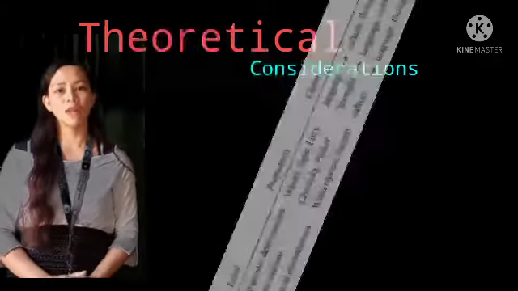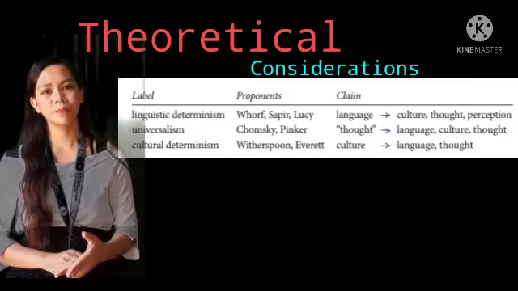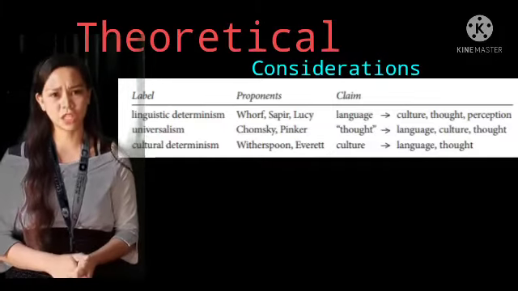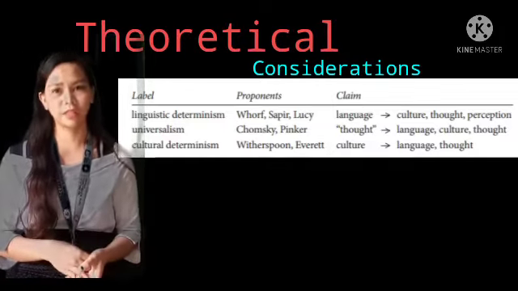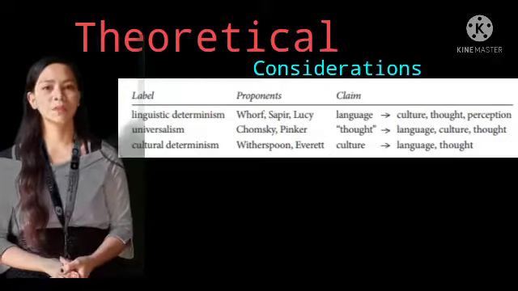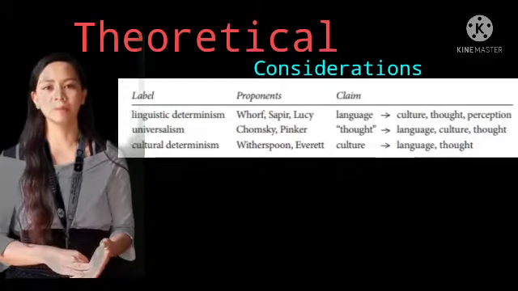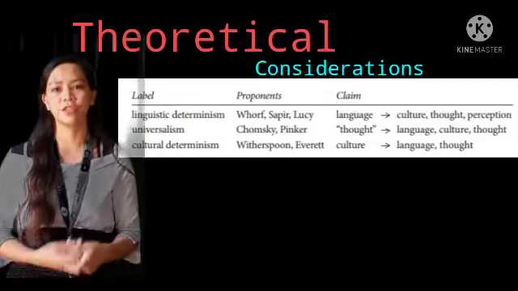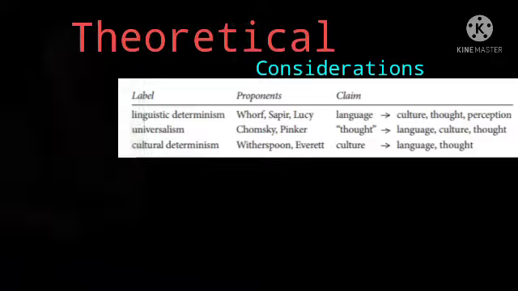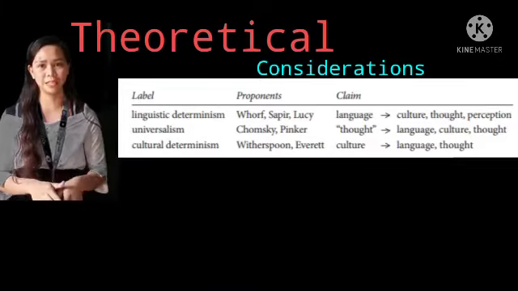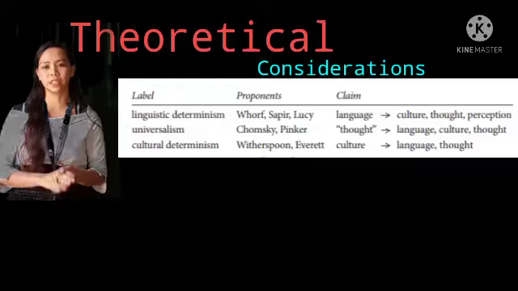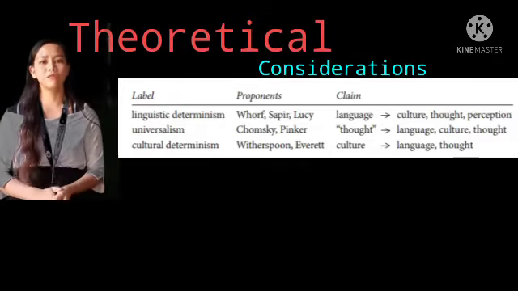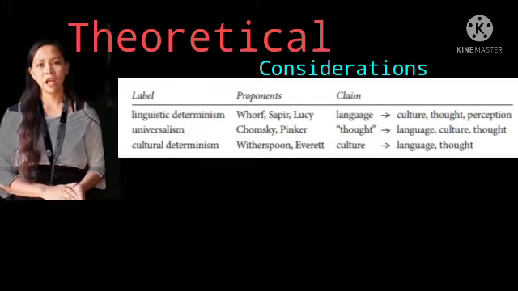So first, for linguistic determinism, the proponents are Whorf, Sapir, and Lucy. Their claim is that language influences culture and thought. Next, for universalism, proposed by Chomsky and Pinker, thought is what influences language and culture. The thought there actually refers to the psychobiology of the mind. And lastly, for cultural determinism by Witherspoon and Everett, their claim is that culture influences language and thought.